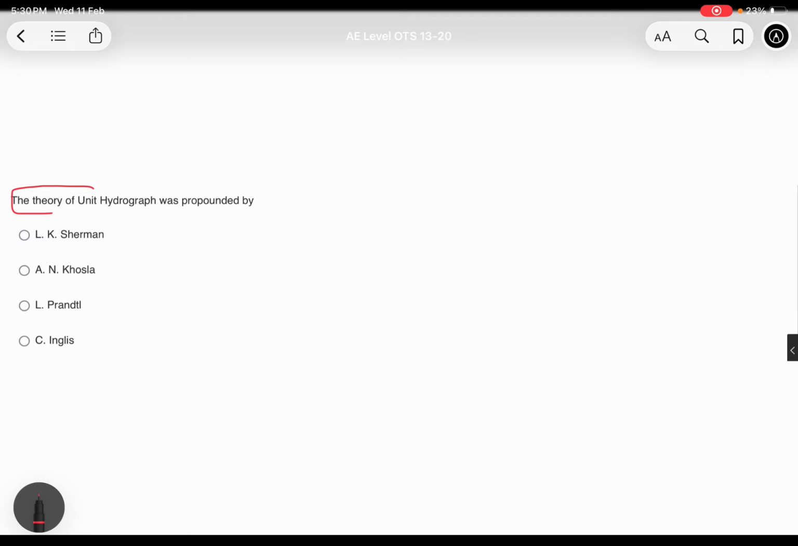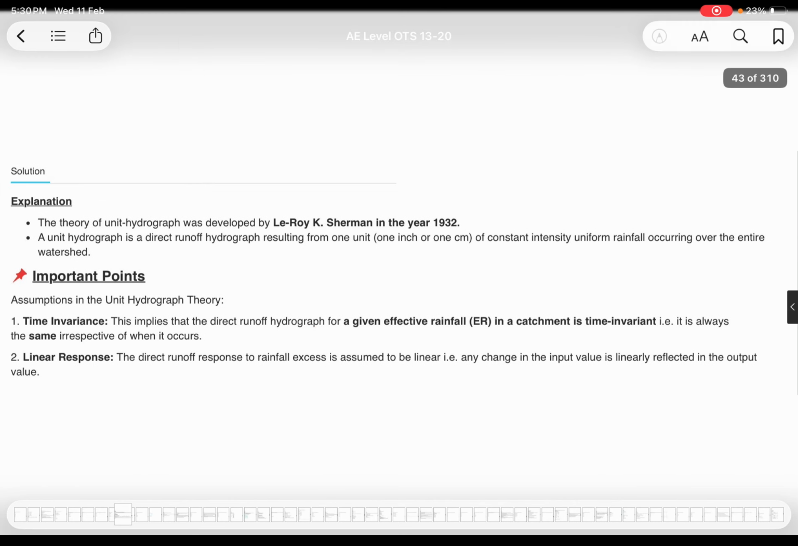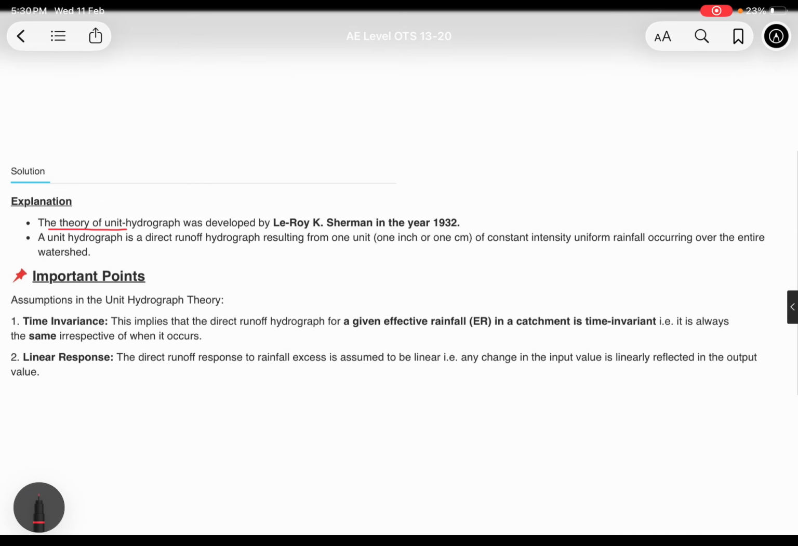The theory of unit hydrograph was proposed by L.K. Sherman. The theory of unit hydrograph was developed by Leroy K. Sherman in the year 1932. A unit hydrograph is a direct runoff hydrograph resulting from one unit of constant intensity uniform rainfall occurring over the entire watershed.